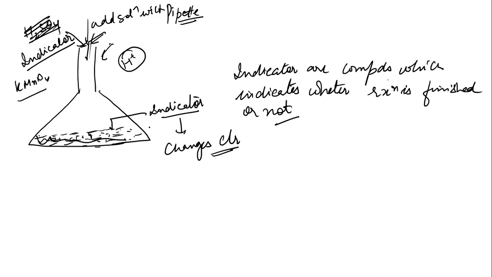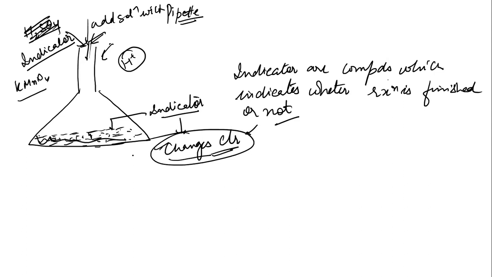Now how can you confirm that this change is the perfect one or not? If you again add a drop of indicator into it, this color will vanish out. Clear? Got it?